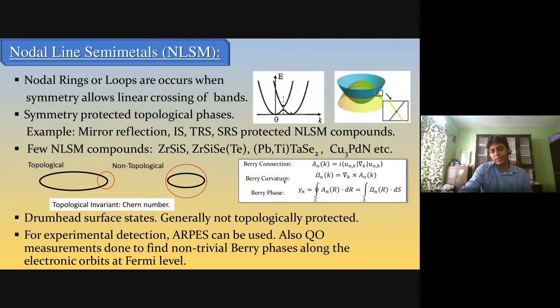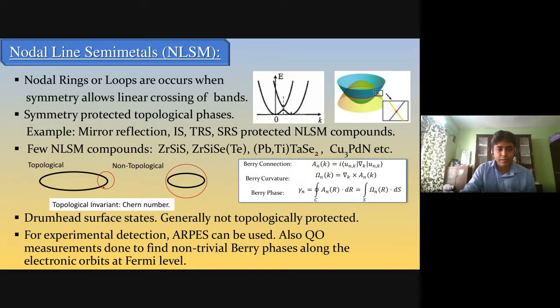This is Berry connection, Berry curvature, and Berry phase given like that, where this u, as you can see, is the electronic wave function. We don't need to go into many details on that, but just to see what is actually being done is that this kind of thing we can calculate in the momentum space, and this is called the Berry phase.